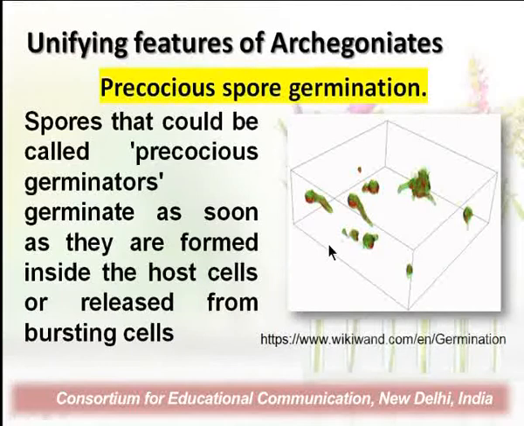One such unifying feature of Archegoniates is precocious spore germination. Now, what is precocious spore germination? A spore is called a precocious germinator when it germinates as soon as it is formed inside the host cell or is released from bursting cells. This precocious spore germination is one added advantage which ensured that their life cycle is completed in a very short span of time. There should be no lag between the gametophytic phase and the sporophytic phase.